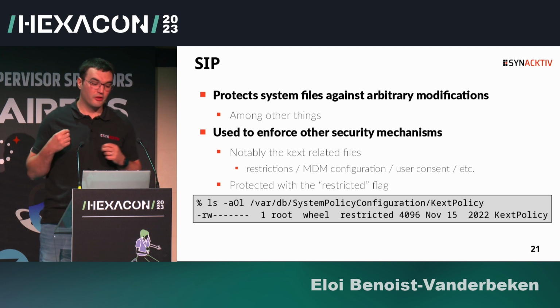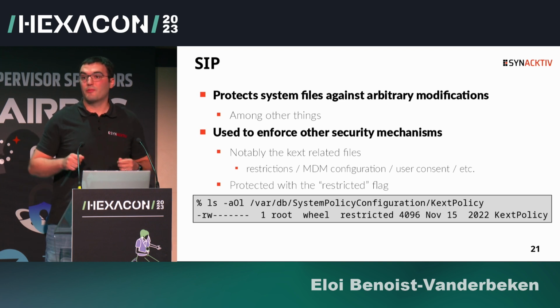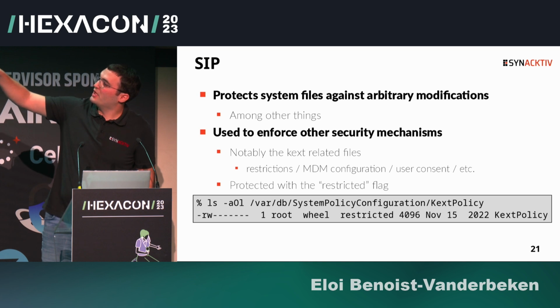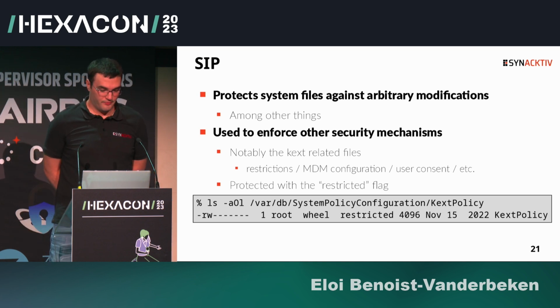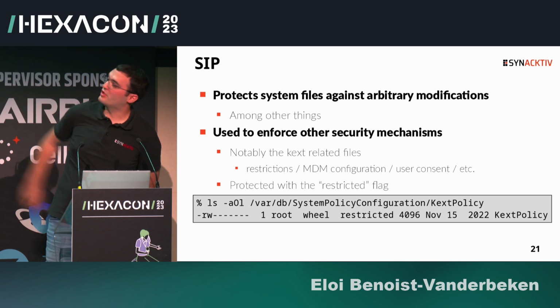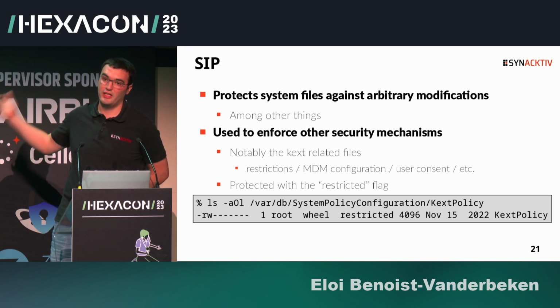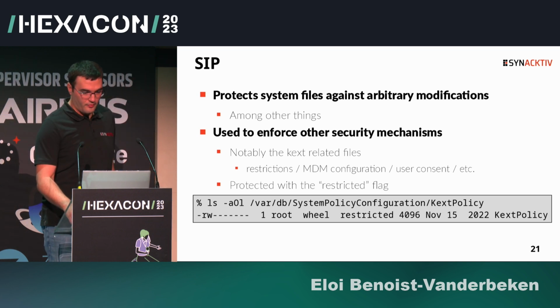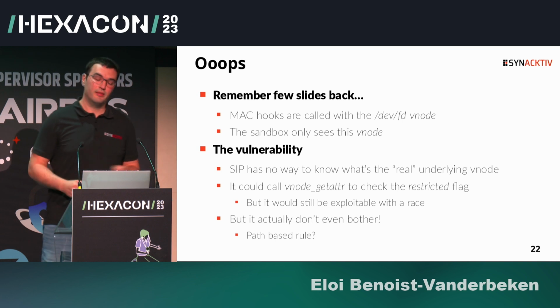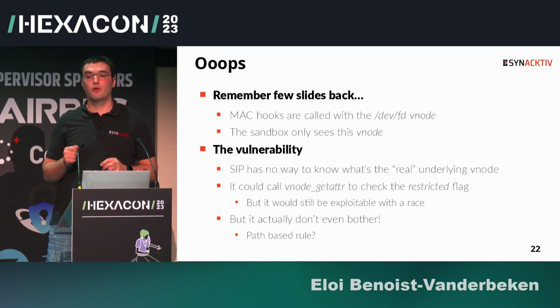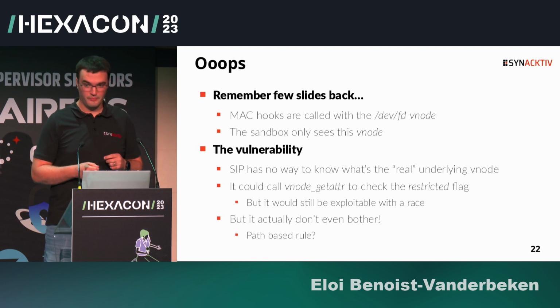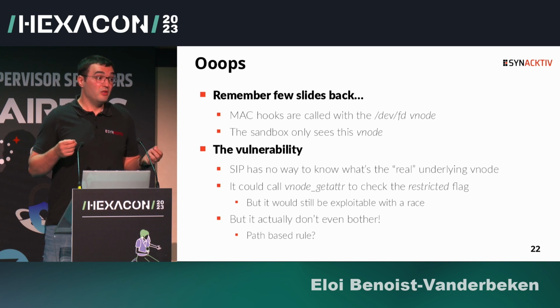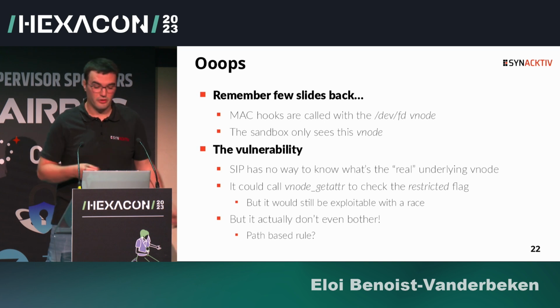They are protected with a restricted flag. This is a special flag that you can see with the big O option of ls. As you can see, TCC policy, which is the user consent database, and the MDM database, is protected with the restricted flag. And remember a few slides back, I said that MAC hooks are called with the devfd vnodes before getting the file attribute. So the sandbox actually only sees this vnode. It doesn't see the underlying vnode.